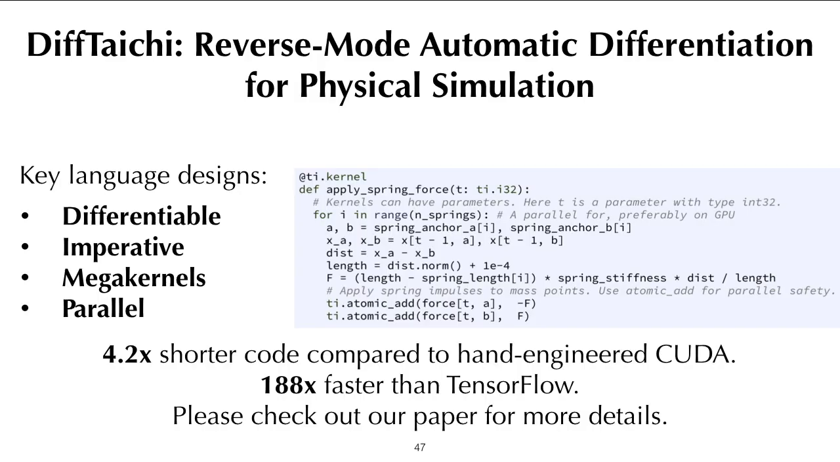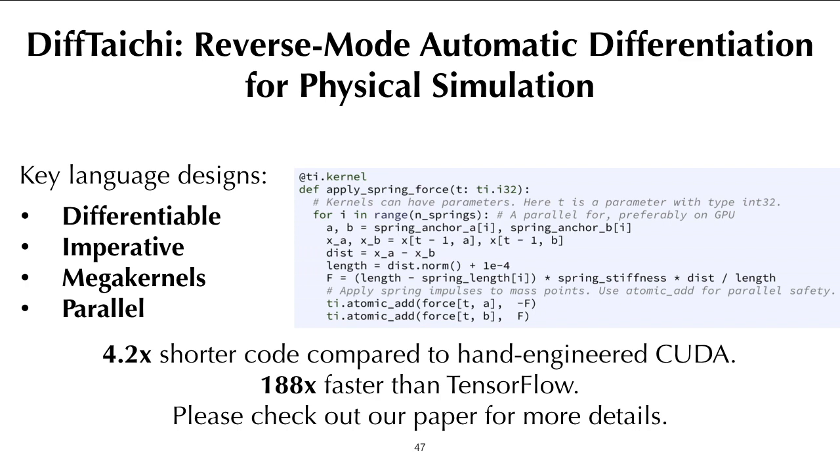The key language design features of DiffTaichi are differentiable, imperative, megakernel, and parallel. Apparently we need things to be differentiable so that those systems can be used in deep neural networks, and differentiability is one of the key features of deep learning. And imperative is more targeted to physical simulation because people have been using imperative languages such as C and Fortran for writing simulators for decades, and we don't want to force people to use a functional language to write simulators.